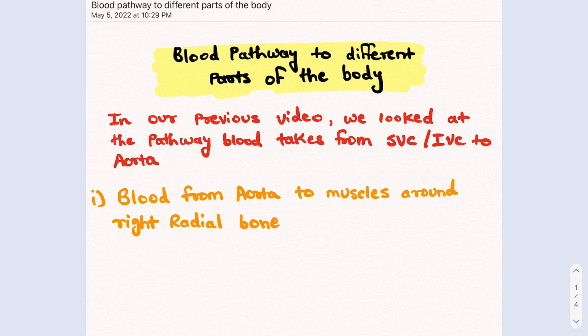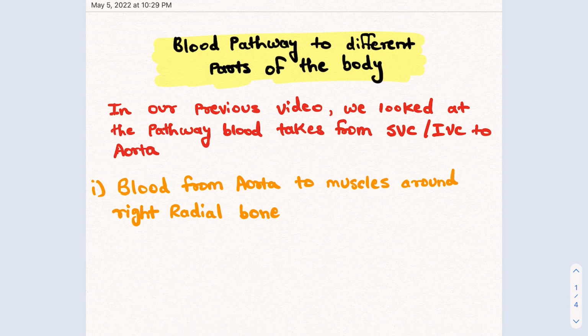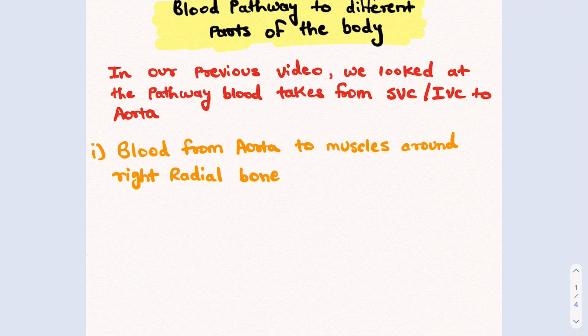Hello, in today's video, we're going to look at the pathway blood takes to get to different parts of the body. In a previous video, we looked at the pathway blood takes from superior vena cava or inferior vena cava to aorta. In this video, we're going to look at the pathway blood takes from the ascending aorta to other parts of the body. Our primary focus will be upper extremities and lower extremities, but we will also focus on the GI tract. Let's look at our first example.